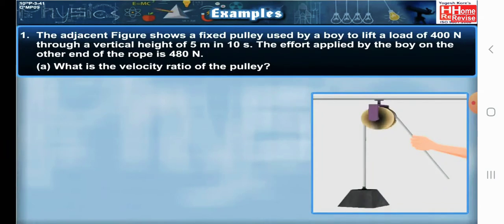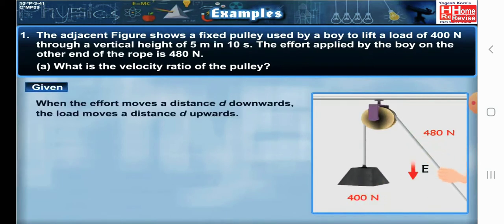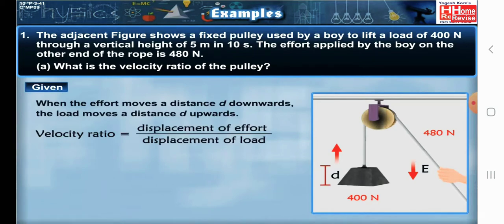Examples. 1. The adjacent figure shows a fixed pulley used by a boy to lift a load of 400 Newton through a vertical height of 5 meters in 10 seconds. The effort applied by the boy on the other end of the rope is 480 Newton. A. What is the velocity ratio of the pulley? When the effort moves a distance d downwards, the load moves a distance d upwards. Velocity ratio is equal to displacement of effort upon displacement of load, which equals d upon d, which equals 1.